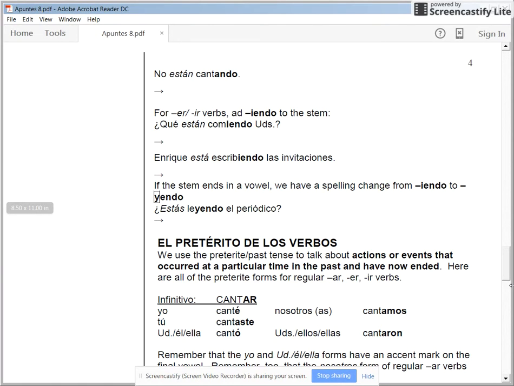So for example, we have the verb leer. If you look at the sample question, it asks, ¿Estás leyendo el periódico? So the verb leer, the stem is the LE, the first two letters, and the ending is the ER. So in the stem, it ends in an E, LE. So that's our indicator that we need to change the I to a Y when conjugating in the progressive tense. So the question asks, are you reading the newspaper?